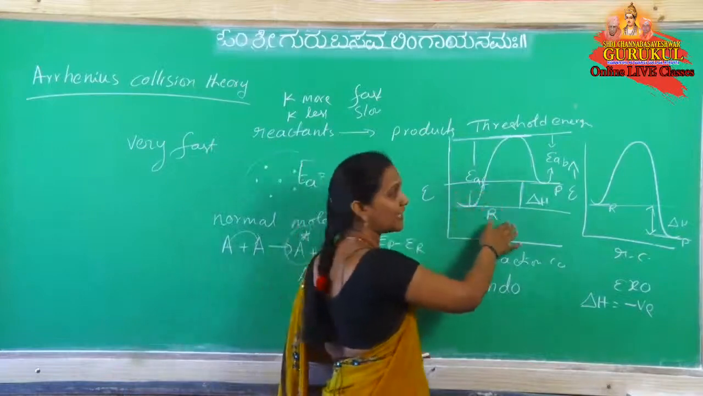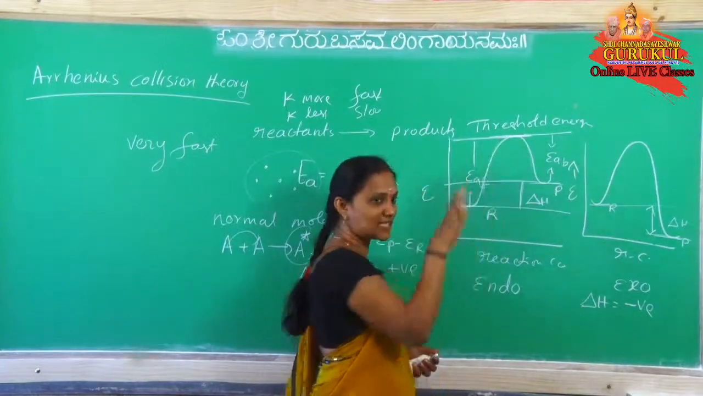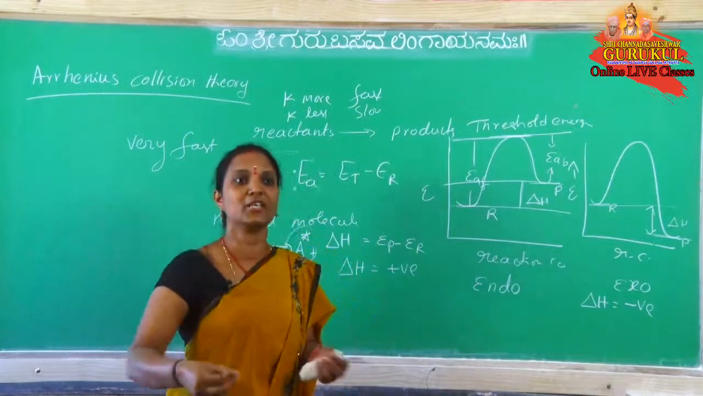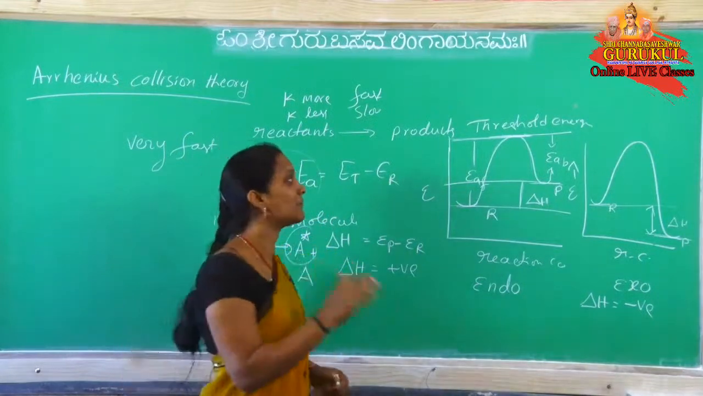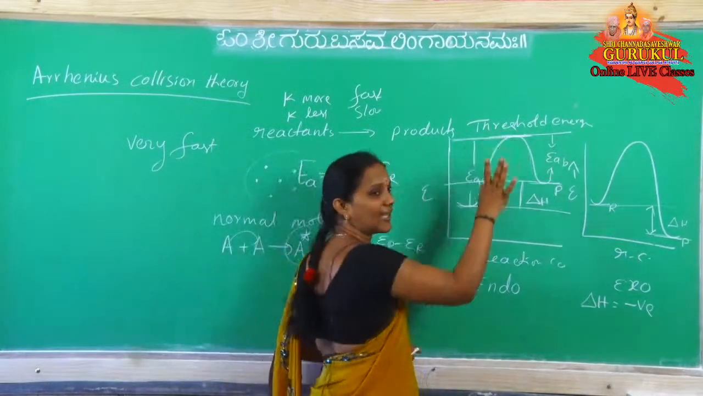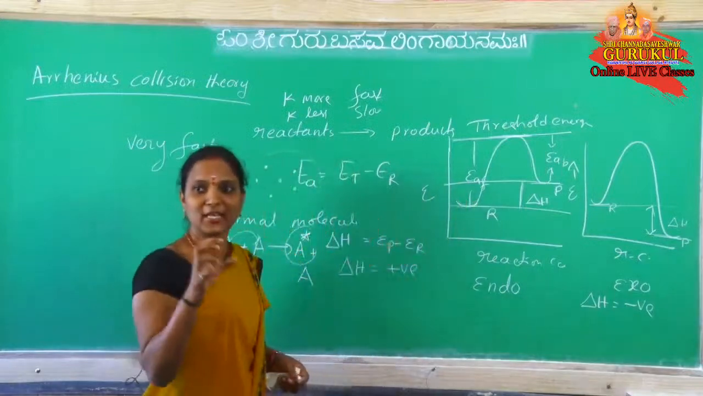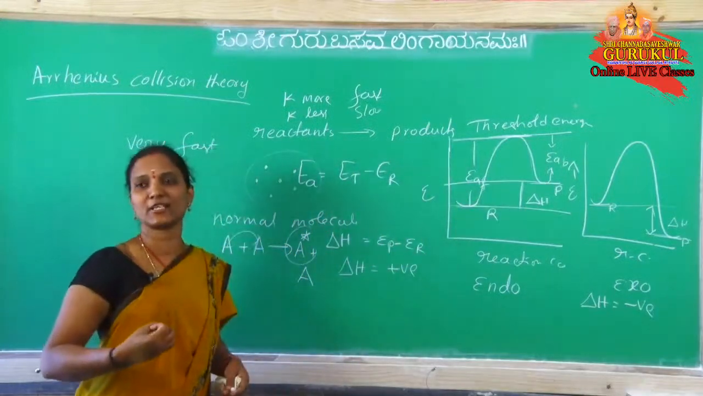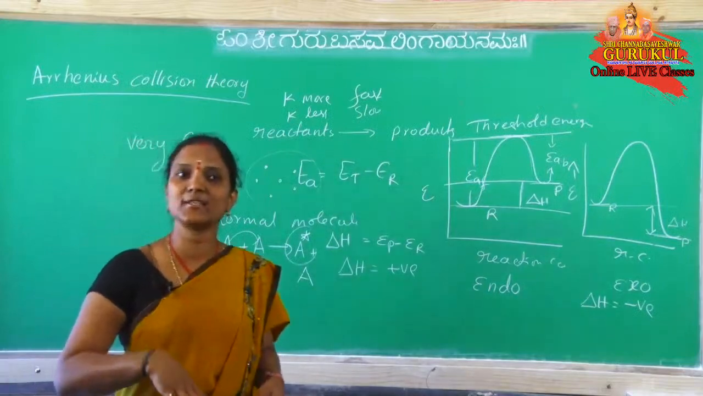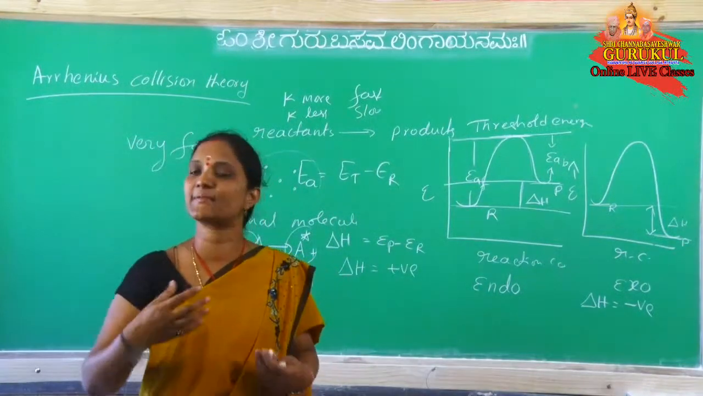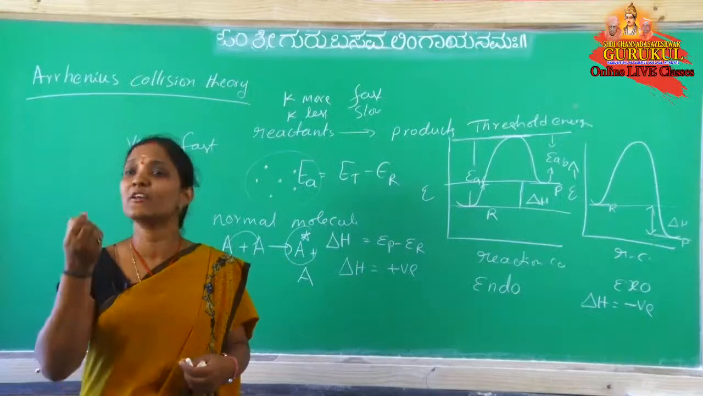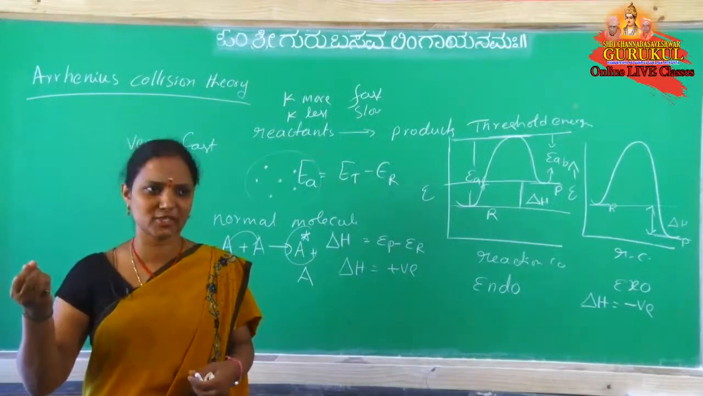For the formation of product, every reactant molecule must possess some minimum energy to convert into product. That minimum energy is the threshold energy. But the problem is most of the reactant molecules have less energy than this threshold energy. That's why these reactants do not change to products. Very few reactants only change to products.